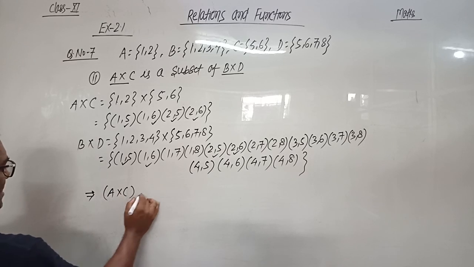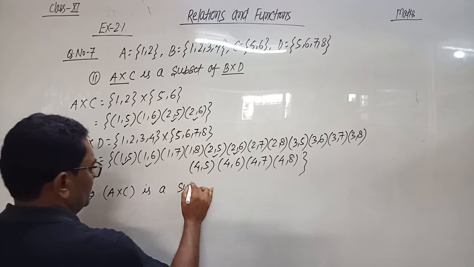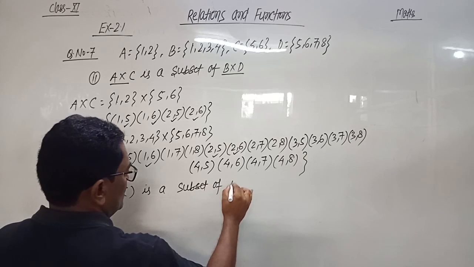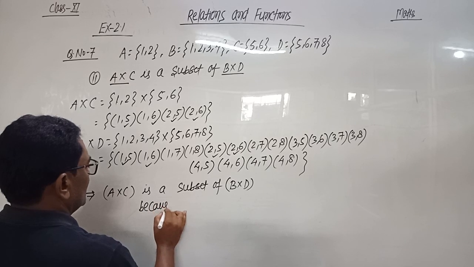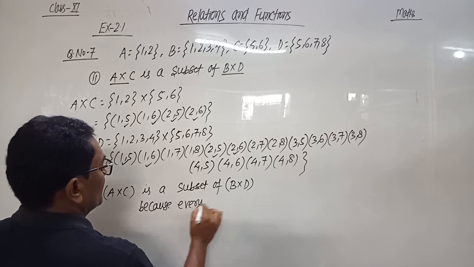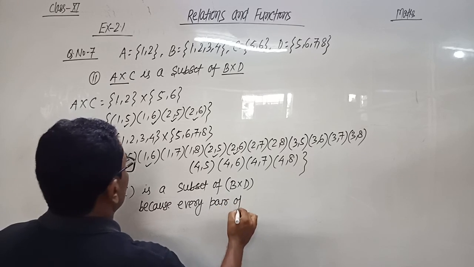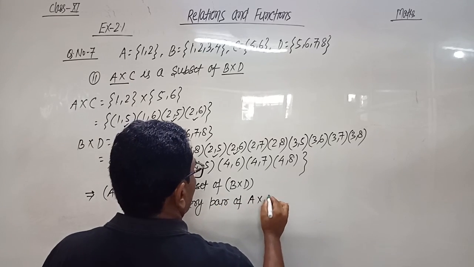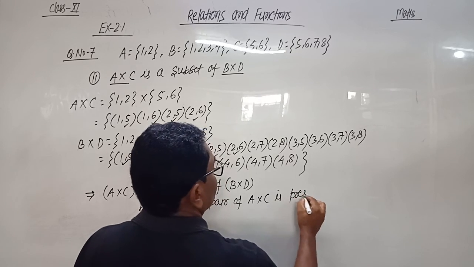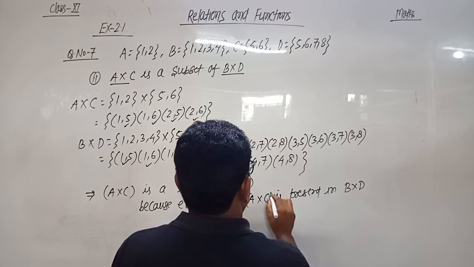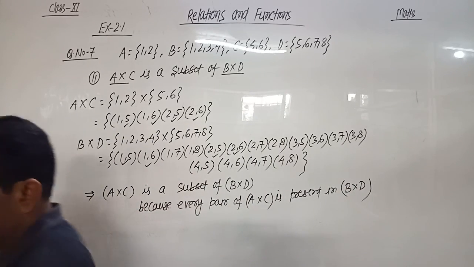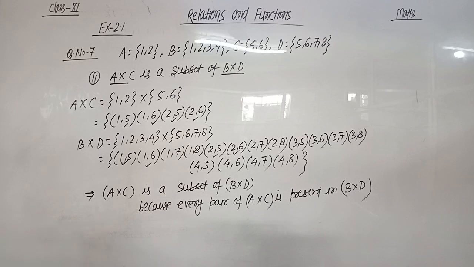A cross C is a subset of B cross D because every pair of A cross C is present in B cross D. So we conclude that A cross C is a subset of B cross D.